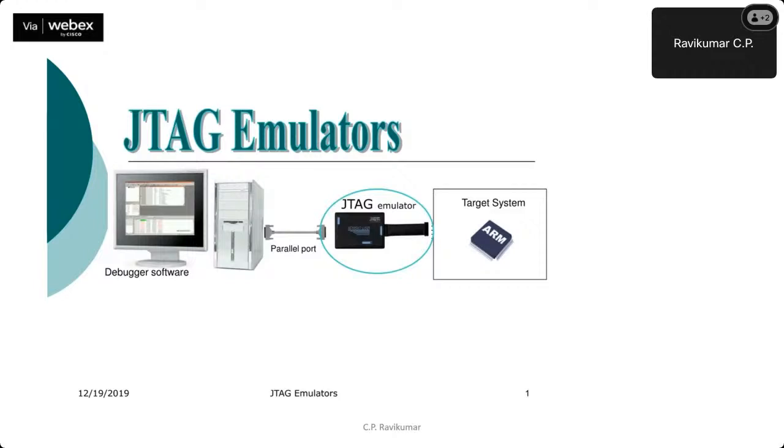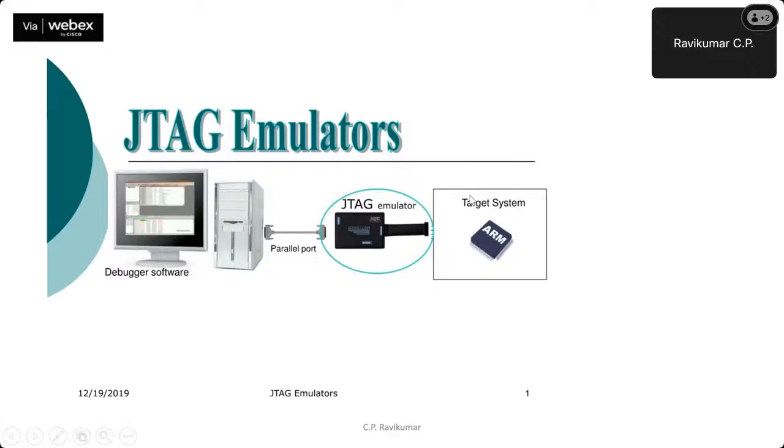So JTAG's original purpose was testing. That is testing of the chips and testing of the interconnects and so on. But nowadays they also use it for debugging. Maybe you have used it already. Some of you may have carried out projects on embedded systems and things like that. Some of you are hobby electronics guys, and you may have gotten some Raspberry Pi or some MSP 430 launchpad or something like that.